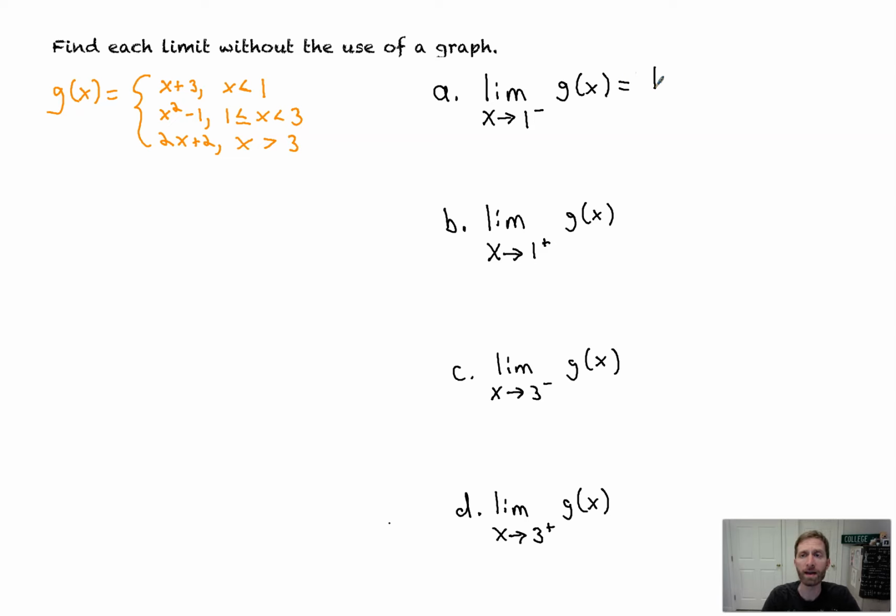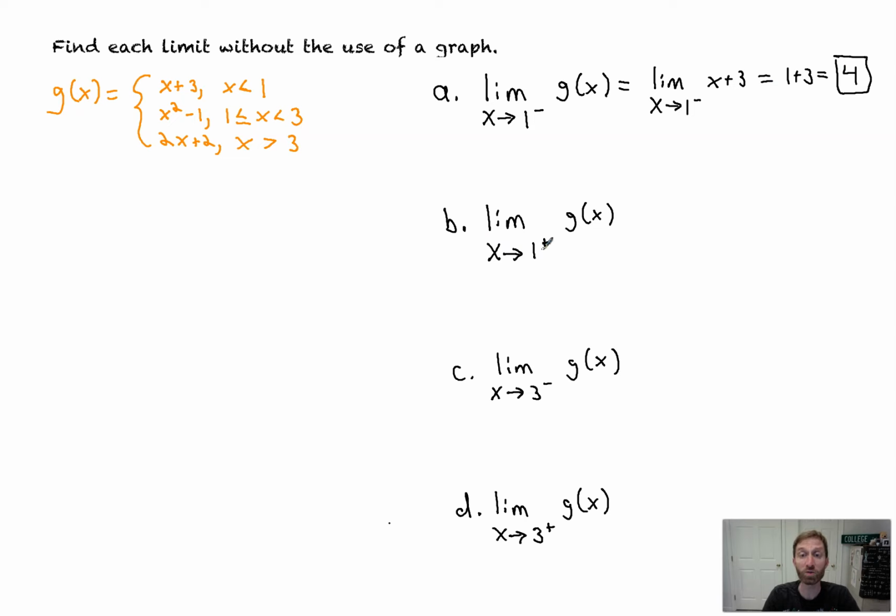So this is the same as the limit as x approaches 1 from the left of x plus 3. And that would just be simply plugging 1 into x plus 3, which is equal to 4. And you didn't actually have to have this part here. I just threw it down.